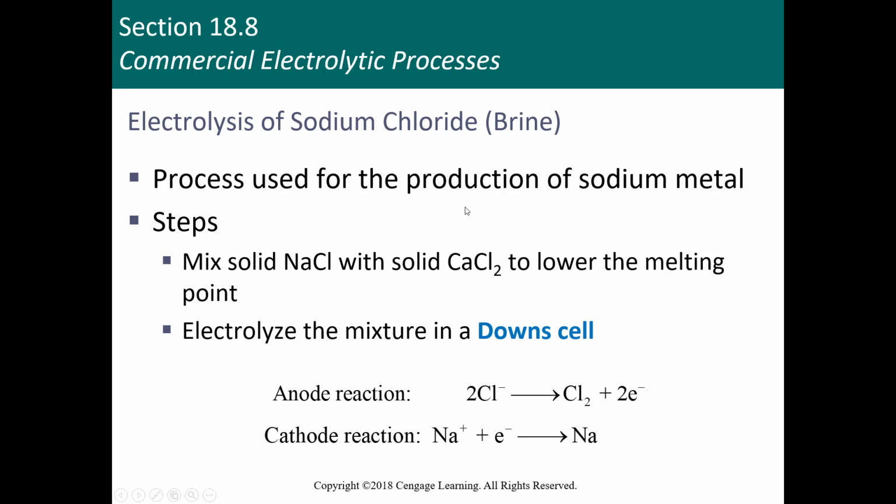So this is the process used for production of sodium metal, of course. Steps: you mix the solid NaCl with solid calcium chloride. This will lower its melting point. Then you electrolyze the mixture in a Downs cell. And this right here will be your anode reaction. This right here will be your cathode reaction.